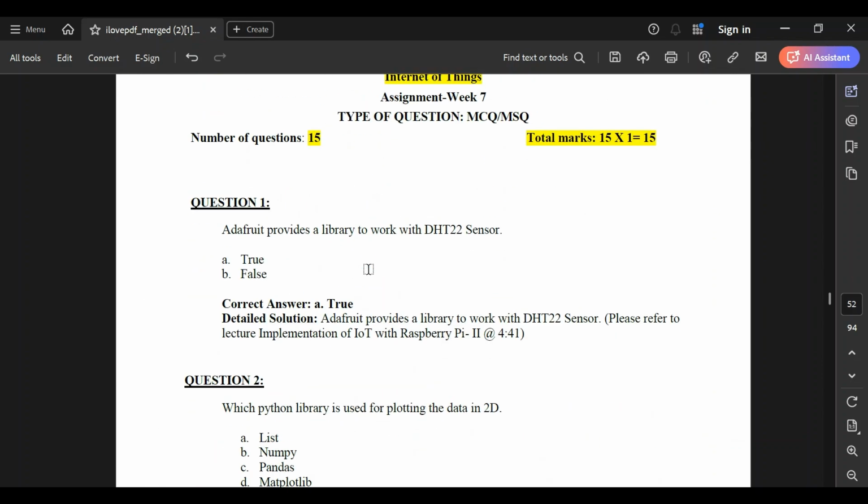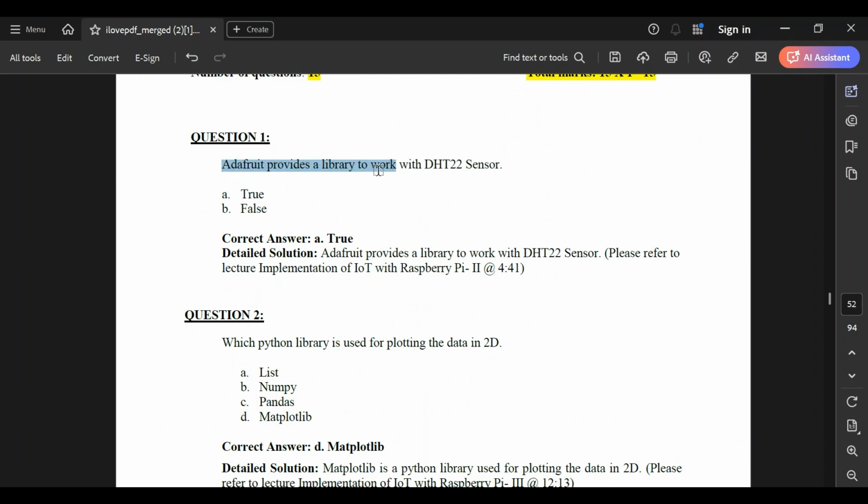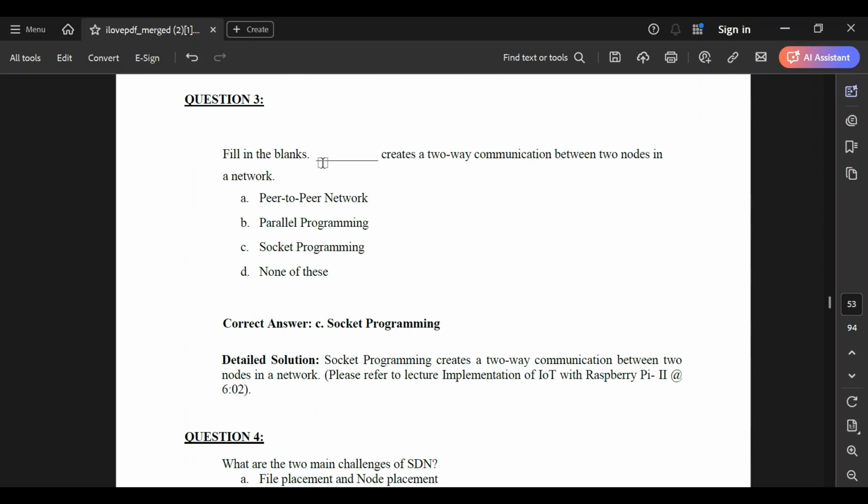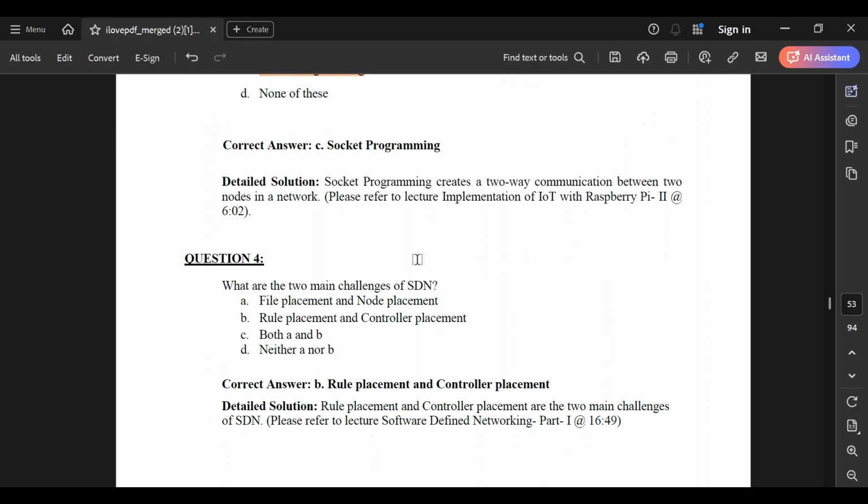Moving to the next assignment, we have: Adafruit provides the library to work with DHT22 sensors. This is true. And which Python library is used for plotting the data? So plotting is matplotlib. Fill in the blanks: create a two-way communication between two nodes. So two nodes is there, then socket programming is there. Okay, socket programming is used to create two-way communication.